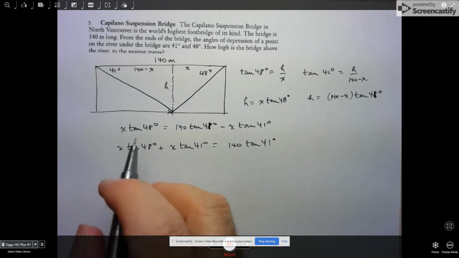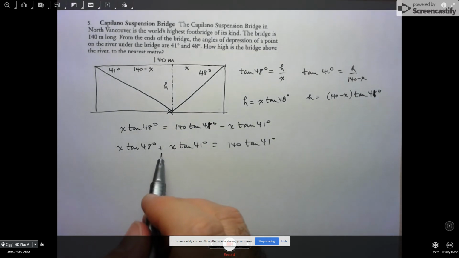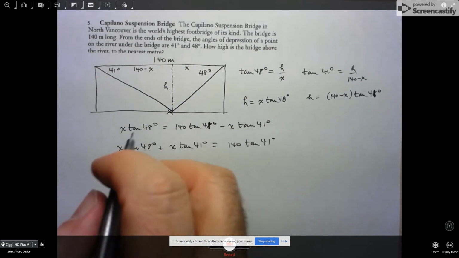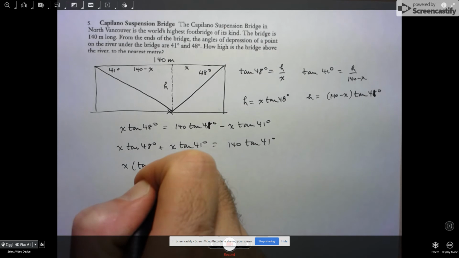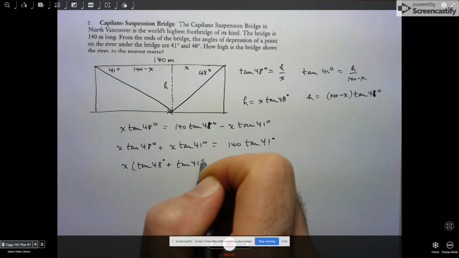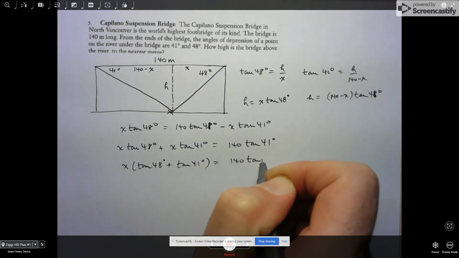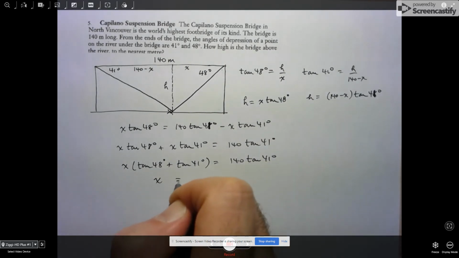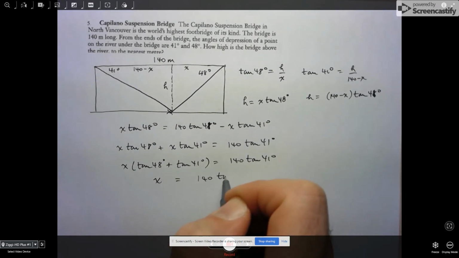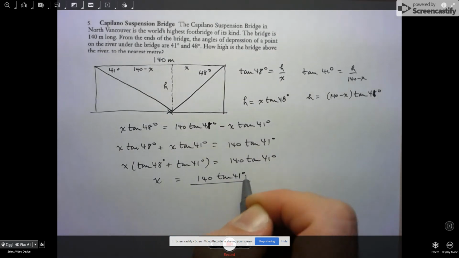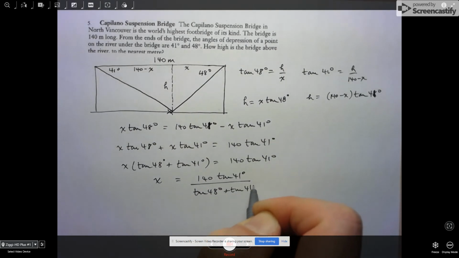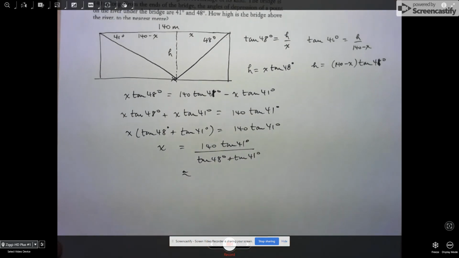Right, now here essentially we have two like terms, and how do we add like terms? Well, we just add their coefficients. In this case here, the two tangent values are their coefficients, so I can write x times tan of 48 plus tan of 41 is equal to 140 tan of 41. And now I can solve for x by just dividing out this new coefficient. So I have x is equal to 140 tan of 41 all over tan of 48 plus tan of 41. And now I can approximate that on my calculator.